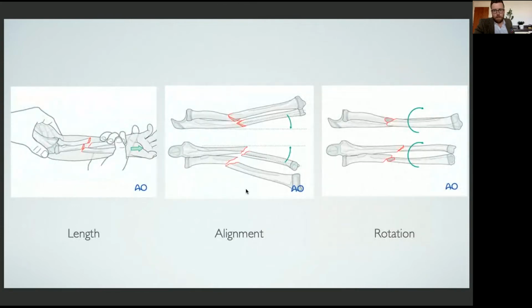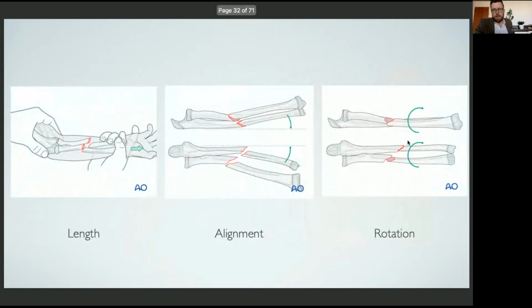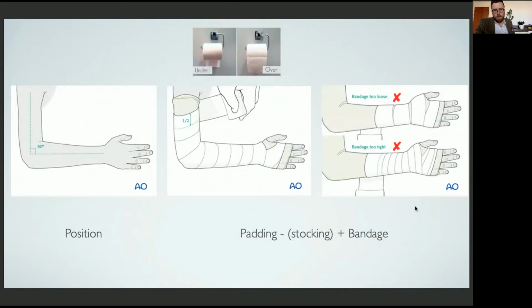And then afterwards, we need to talk about the alignment. So correcting the alignment allows you to correct for both varus and valgus deformity and significant angulation of your fragments. You then need to consider the rotation. So whether you need to do something to bring the bone back round to its position where it should be by providing torsional force to the arm. And after you apply your length, alignment and rotation, hopefully you've got the fracture reduced.